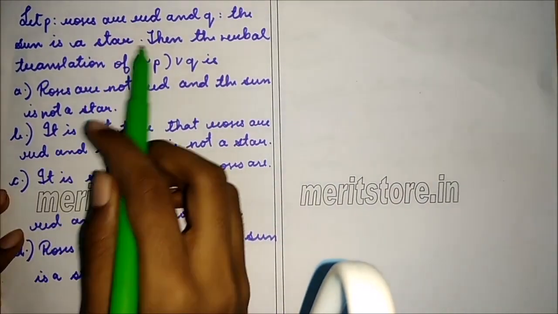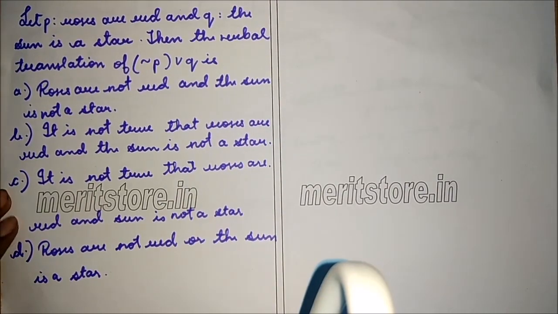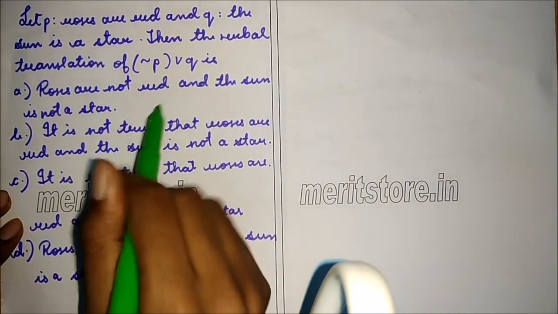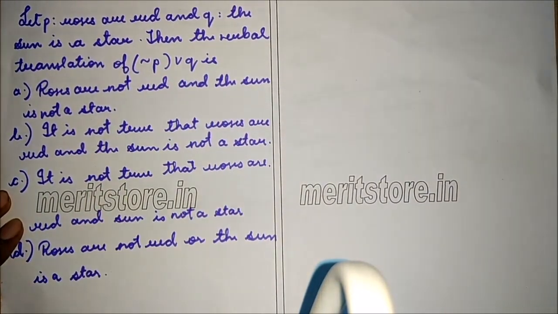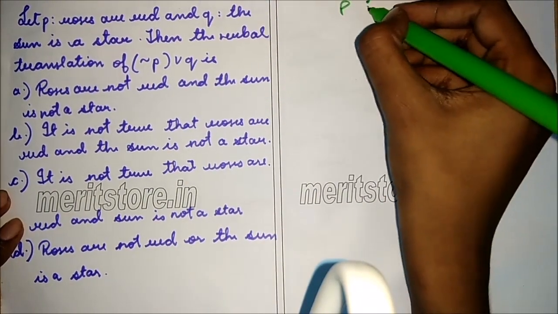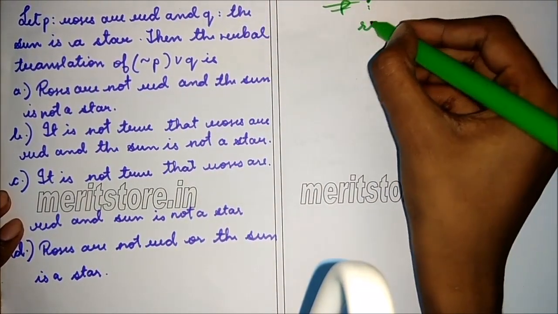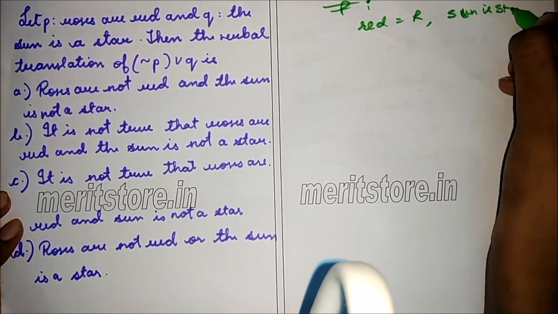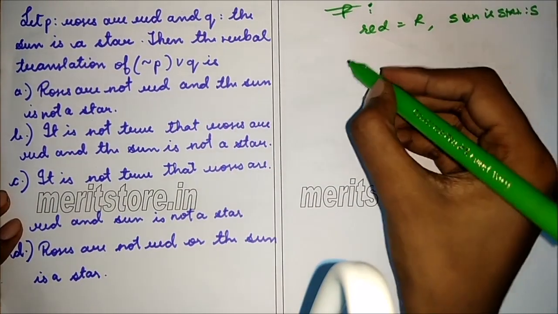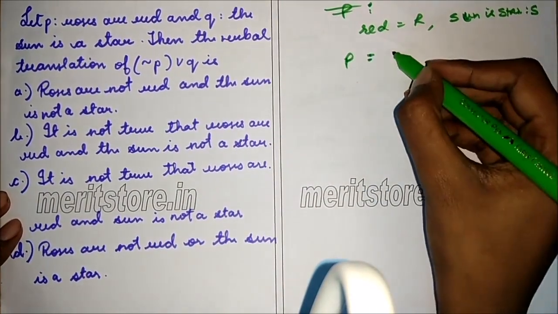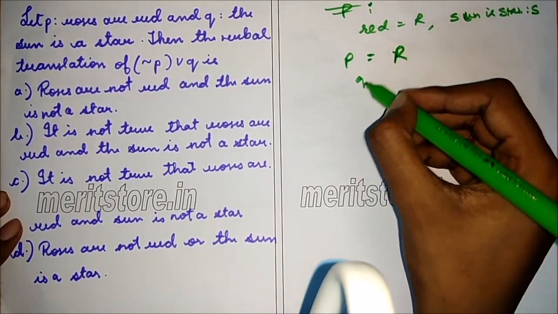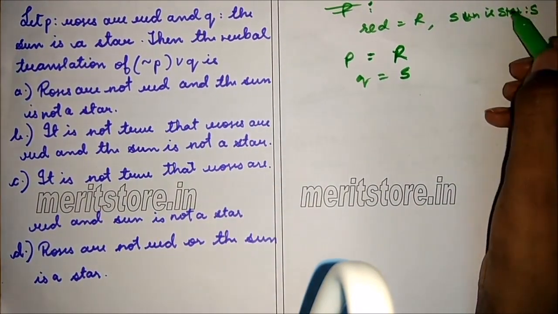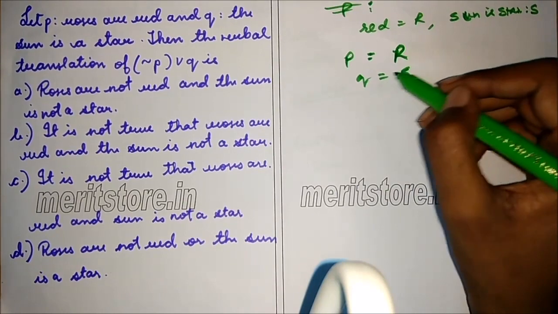Let P be the statement roses are red, Q be the statement sun is a star. Then the verbal translation of negation P or Q is, these are the statements. We have to convert this symbolic form into statement form. So let us write this in symbolic form. So red is equivalent to R and sun is a star, S. So P is R and Q is S. P means roses are red, and Q means sun is a star.